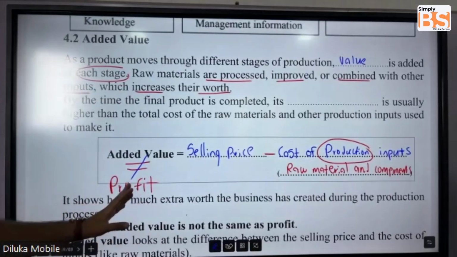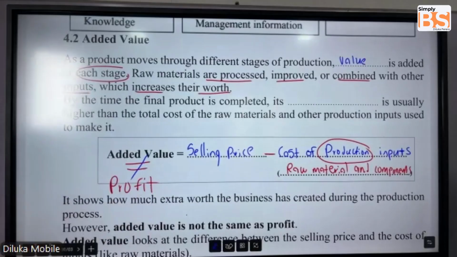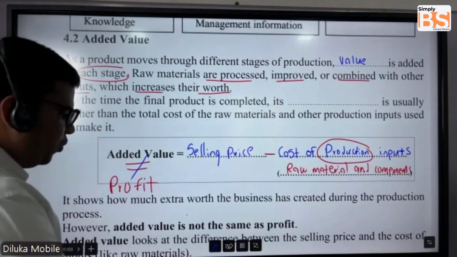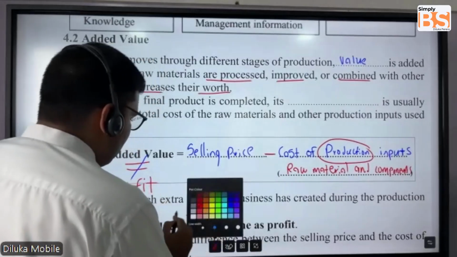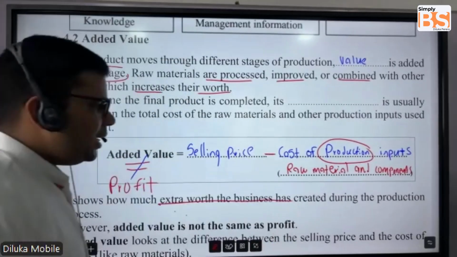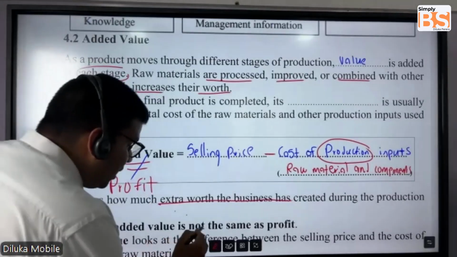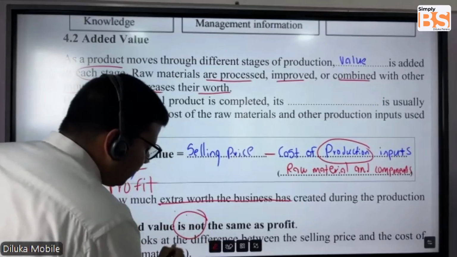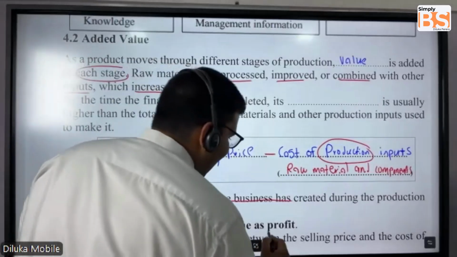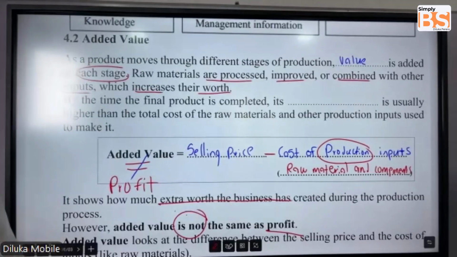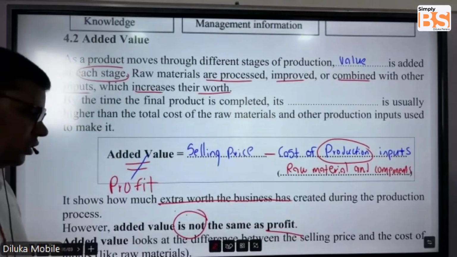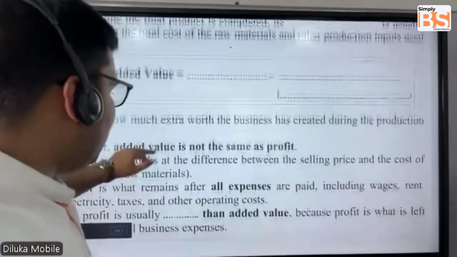So they have given a small description. Added value shows how much extra worth the business has created during the production process. However, added value is not the same as profits. Two different concepts, okay.